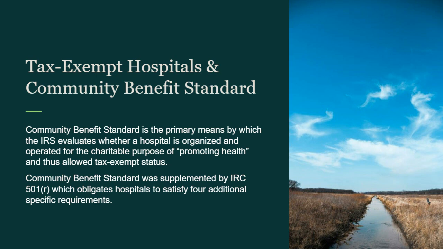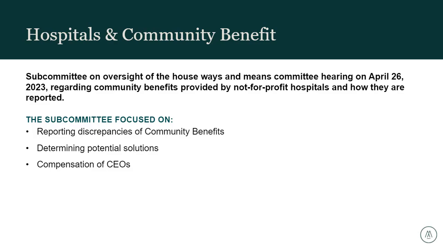This topic is also getting a lot of public attention, with news articles and reports coming out. So this spring, in April of 2023, the Subcommittee on Oversight of the House Ways and Means Committee had a hearing regarding the community benefits that are being provided and how they are being reported. I do think how community benefits are being reported and tracked by organizations may be part of the issue. Not everything is being captured or clearly communicated in the 990 about what benefits are being provided. So I think there's probably more happening than is being put out there or being seen.